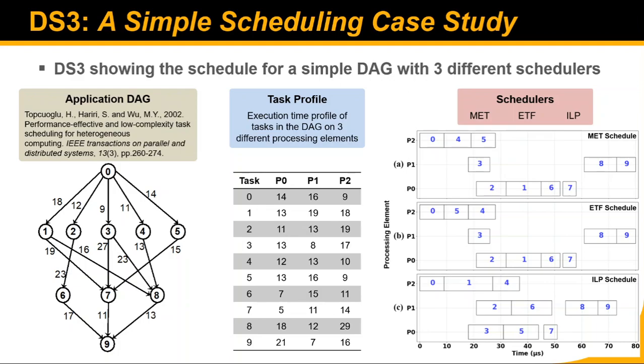The computation cost table, in the middle, indicates the execution time of the nodes on each PE. Then, DS3 framework generates Gantt charts to visualize the generated schedules. This allows the end user to understand the dynamics of the scheduler under evaluation.